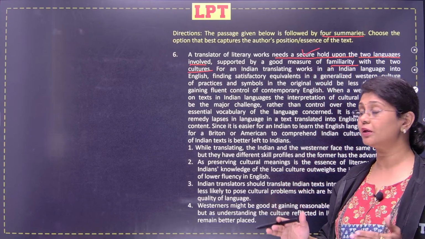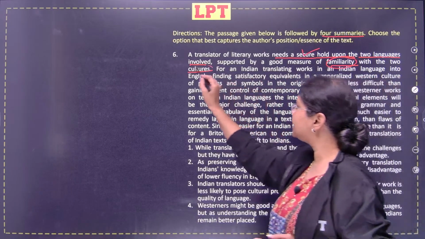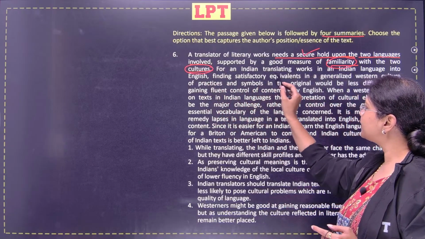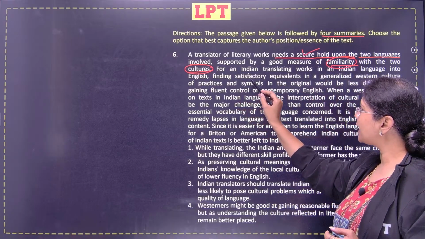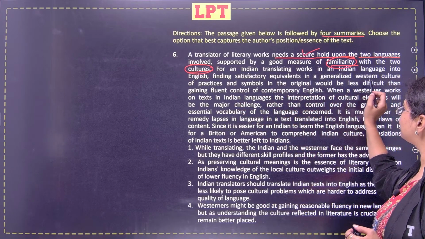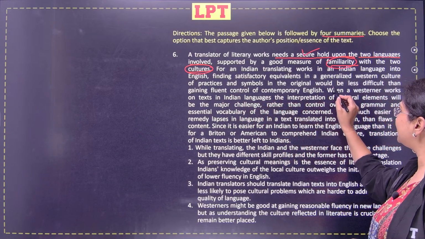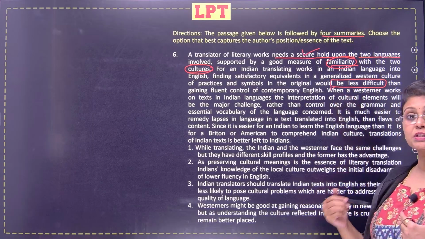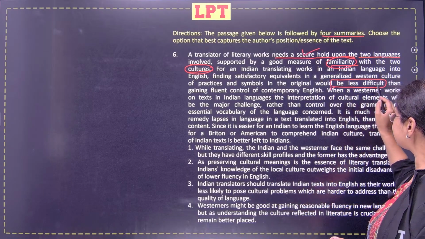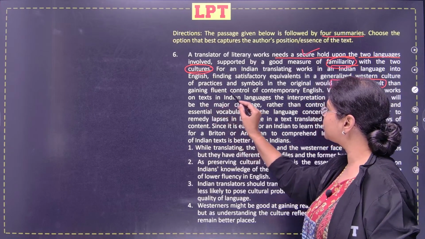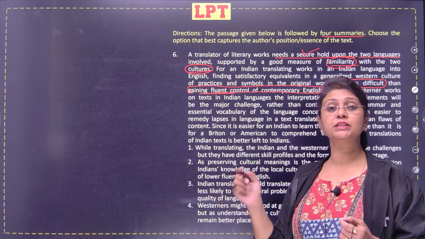So the language that you are translating, supported by a good measure of familiarity with the two cultures. Now, for an Indian translating works in an Indian language into English, finding satisfactory equivalents in a generalized Western culture of practices and symbols in the original would be less difficult. So this is with respect to an Indian translating the text. So it says would be less difficult than gaining fluent control over contemporary English. All right. So this is the experience of Indians.